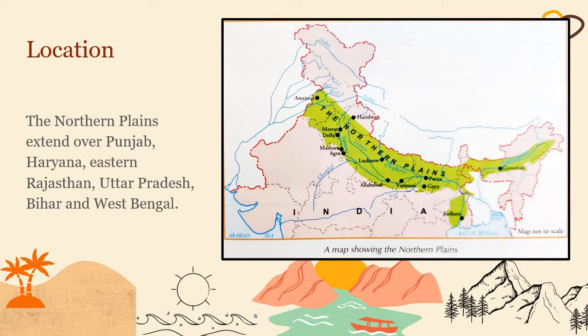From the west to the east, the Northern Plains extend over Punjab, Haryana, eastern Rajasthan, Uttar Pradesh, Bihar, and West Bengal.